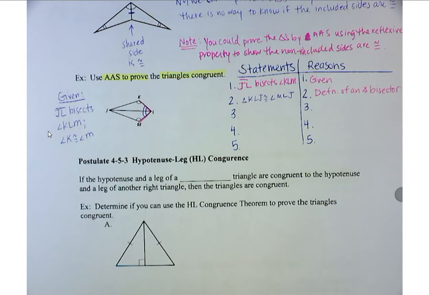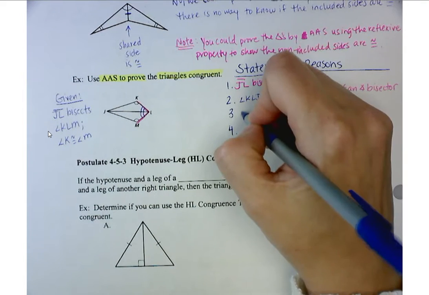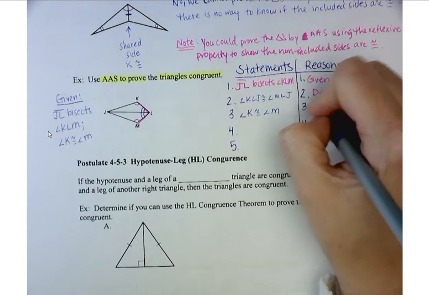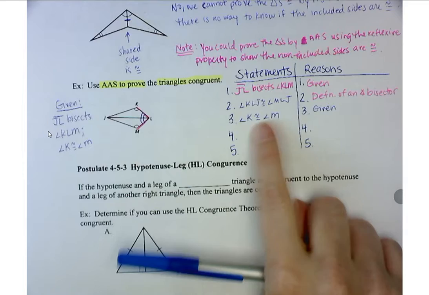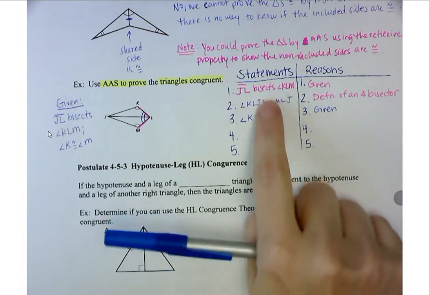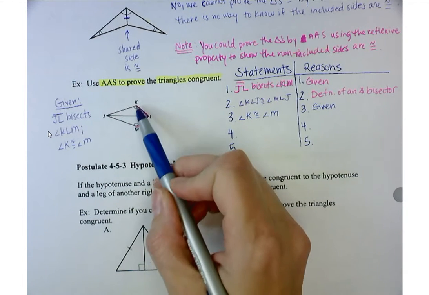Okay, so now what I'm going to do is use my other given. My other given statement is that angle K is congruent to angle M, and that's actually already marked off in my diagram. And again, it wouldn't matter if you started with that first, that would be perfectly fine. It's just these two should follow each other. All right, so now I have an angle and an angle.